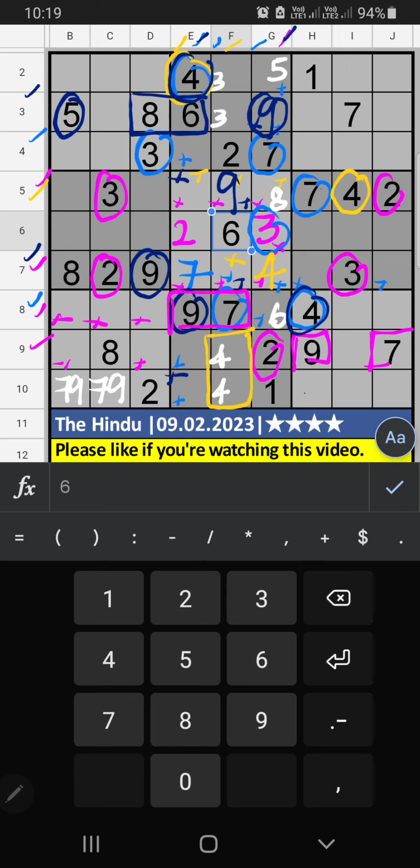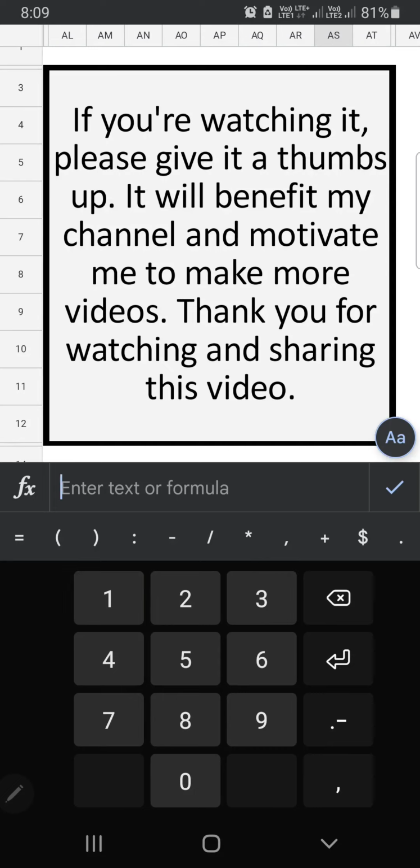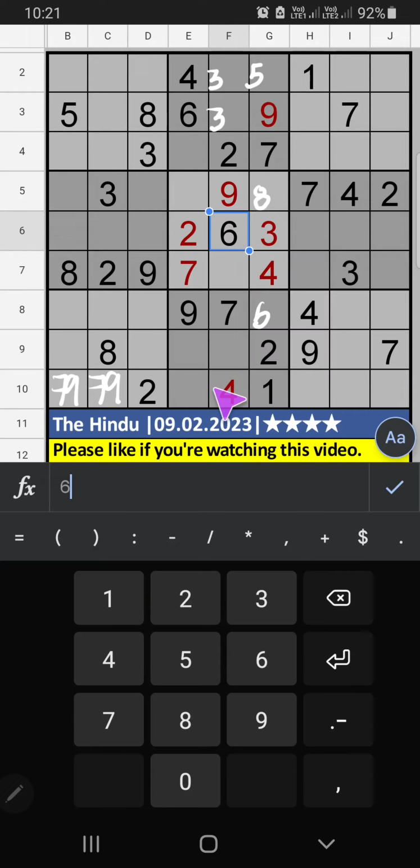9th grid, column E, we have 4. So 4 can't come in these cells. Then 4 is confirmed here. 9th row, 10th row, we have 2. Column G also we have 2. So 2 can't come in these cells. Then 2 is confirmed here. Column I, column J, we have 2. 4th row also we have 2. So 2 can't come in these cells. Then 2 is confirmed here.